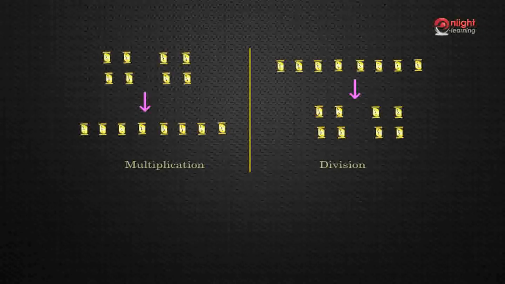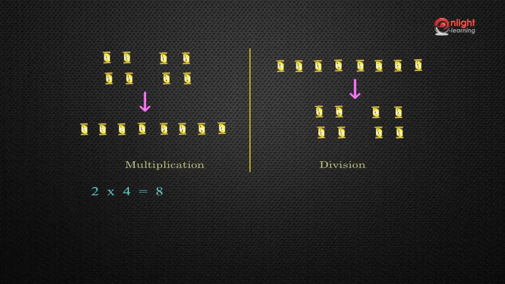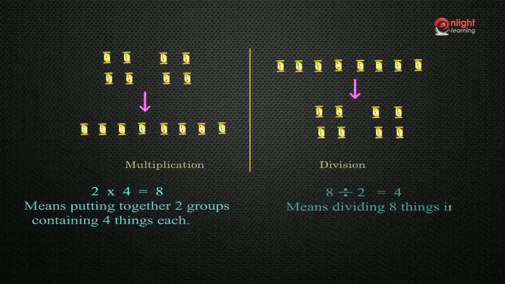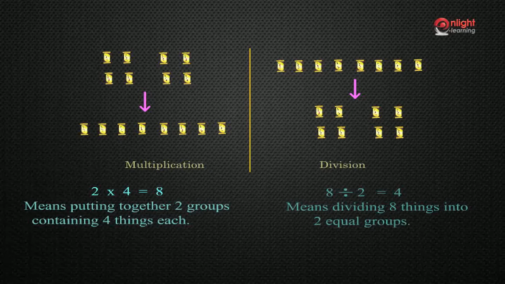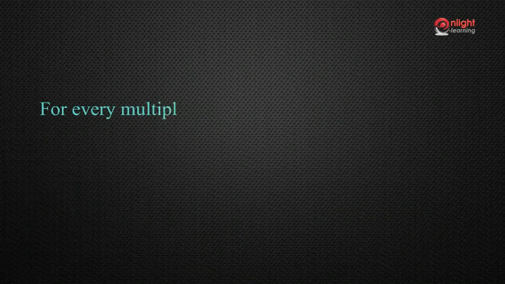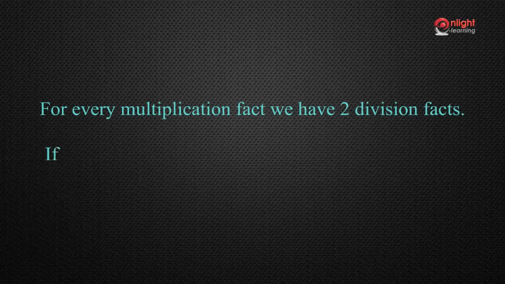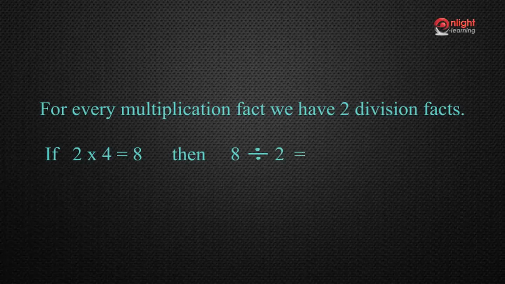For example, 2 into 4 equal to 8 means putting together 2 groups containing 4 things each. 8 divided by 2 equal to 4 means dividing 8 things into 2 equal groups. For every multiplication fact, we have 2 division facts. If 2 into 4 equal to 8, then 8 divided by 2 equal to 4 and 8 divided by 4 equal to 2.